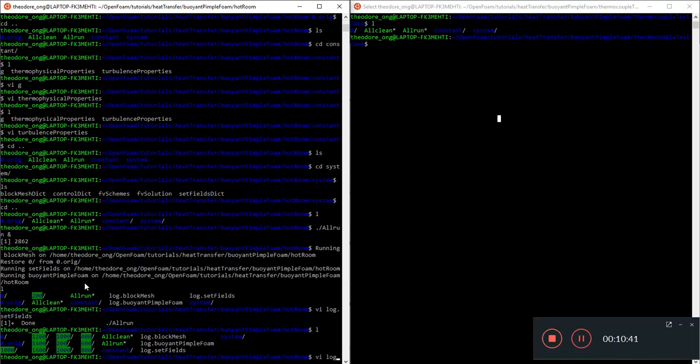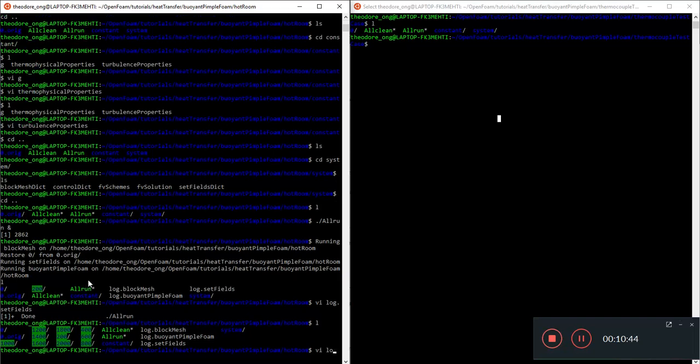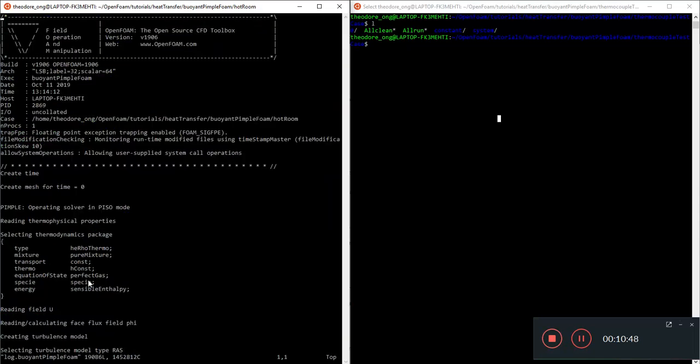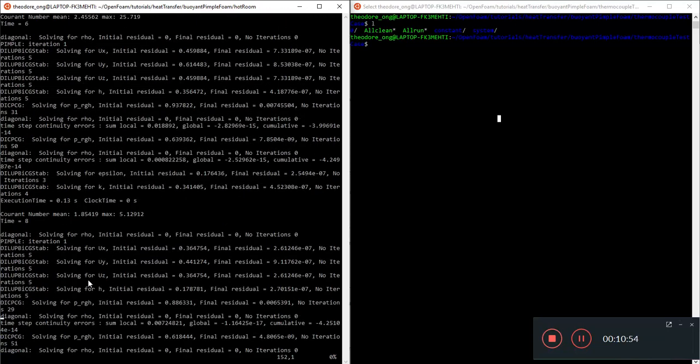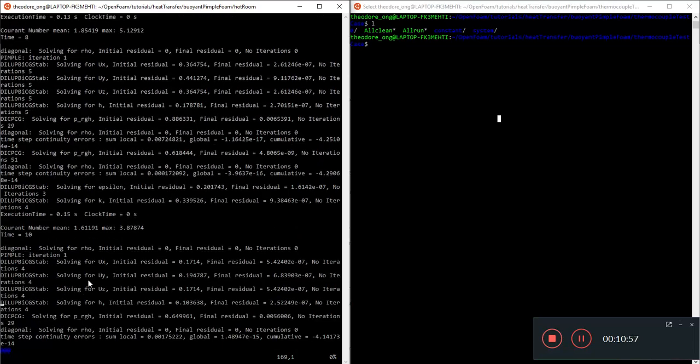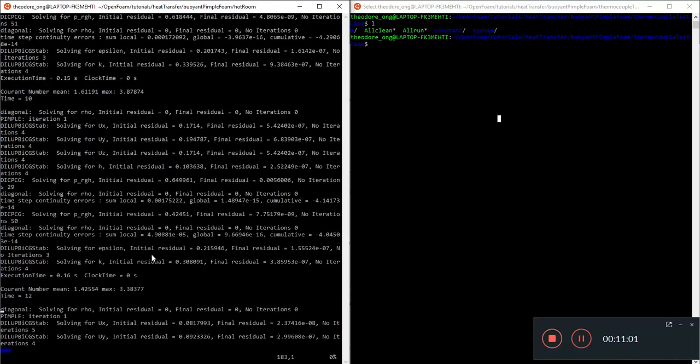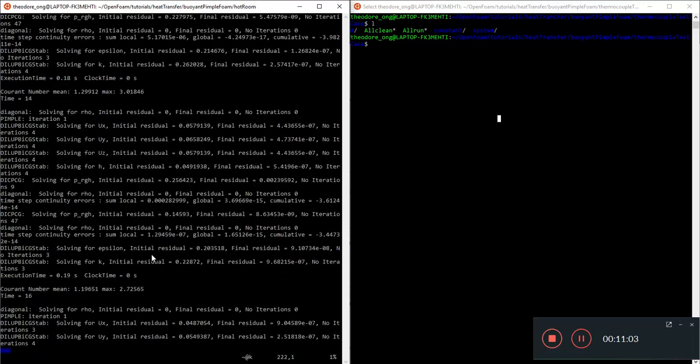Let's take a look at the buoyantPimpleFoam. Okay, so this is a PIMPLE mode. It runs for a while. So the Courant number, as for pimpleFoam, it can run more than one. So that's the thing you can know.